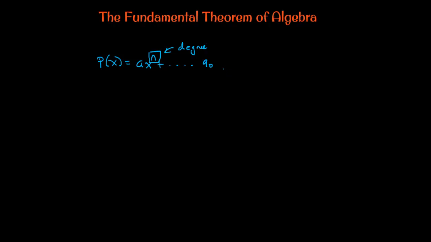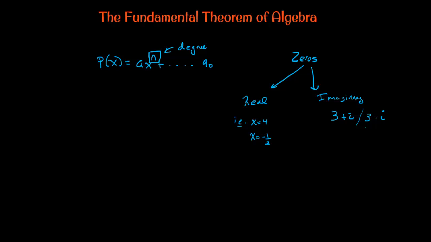However, this can be expanded upon a little bit, because remember, our total number of zeros can be broken down into several different categories. We can have real zeros, like x equals 4 or x equals -1/2. We could also have imaginary zeros, like 3 plus i. And we're going to learn that if 3 plus i is an imaginary zero, then 3 minus i must also be a zero in that same polynomial.